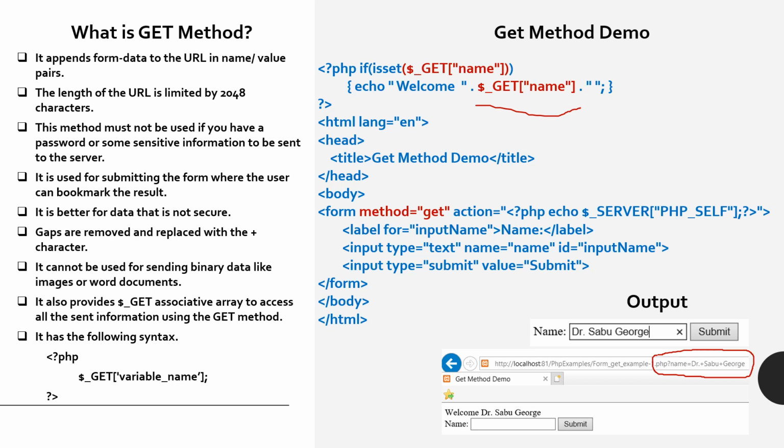The syntax is $_GET['variable name']. The same thing we specified here. I already discussed all these things. Okay. Same thing, only we use the GET method here. This is clear, right? Okay, so the moment you enter this, all details will be displayed in the URL.